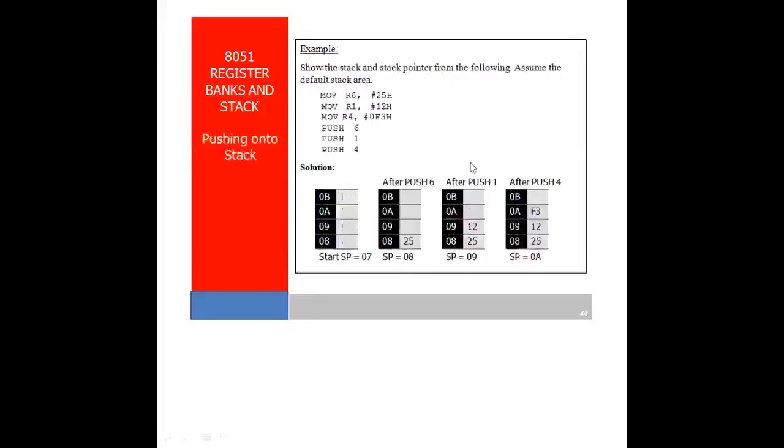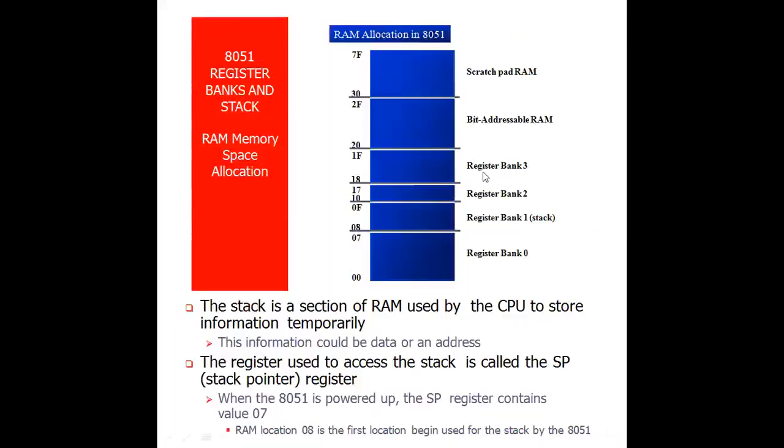Okay, so come to this point. 60 will be the first memory location, this one. 30 to 7F is actually the scratchpad memory location, so it will be used as your notepad. We can use pencil and paper, we just erase it and write something and erase it again. So this location can be used as your stack.